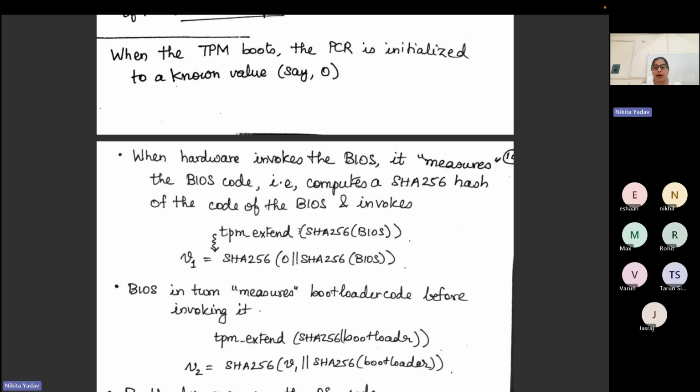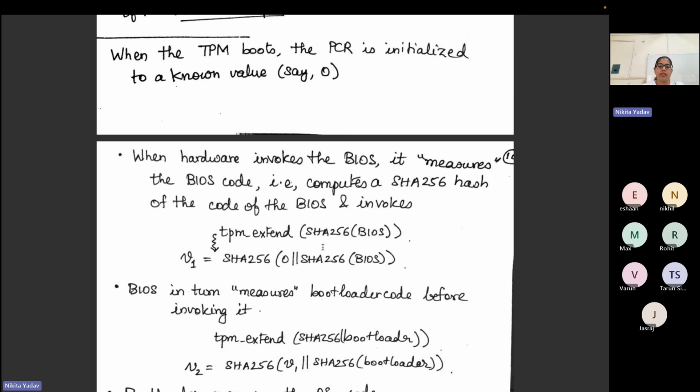Okay. So BIOS is actually located at a predefined address in your memory. I think the ROM, read-only memory, is where the BIOS is. And so the hardware knows where that code is and it can compute a hash, SHA-256, let's say. So basically there is some mechanism here by which the hardware is doing this.